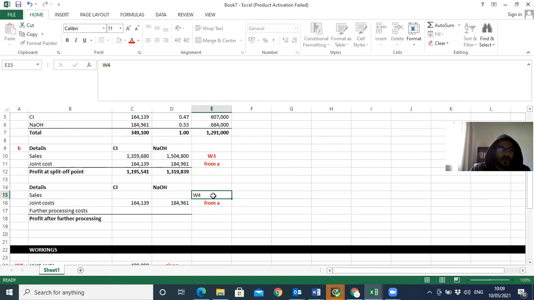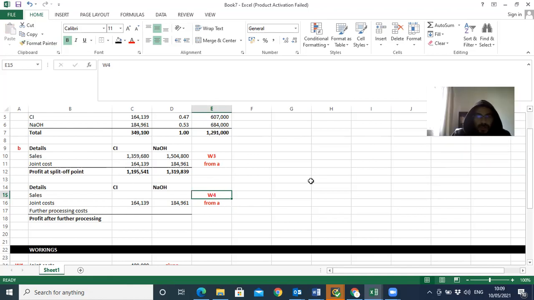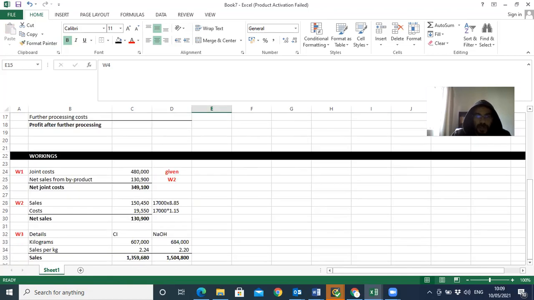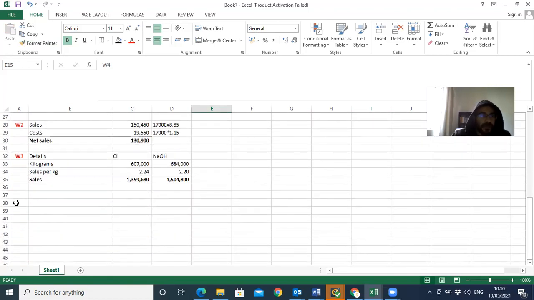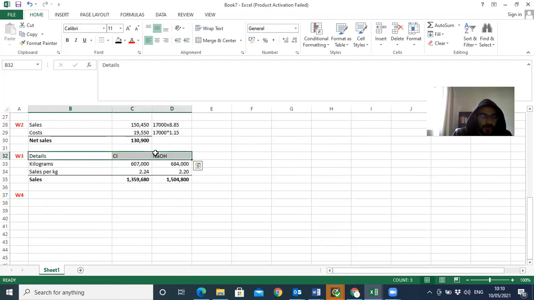Let's do working 4 to get sales. If you remember correctly, they said they lose 10% during the further processing process. So for working 4, we're going to have once again details.